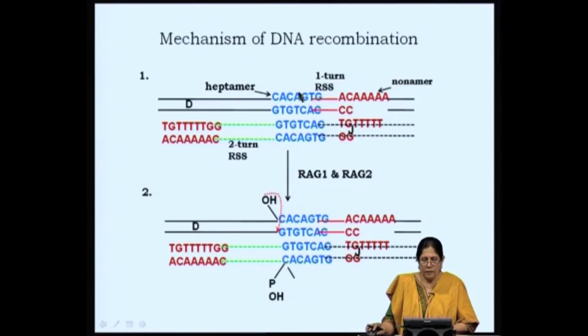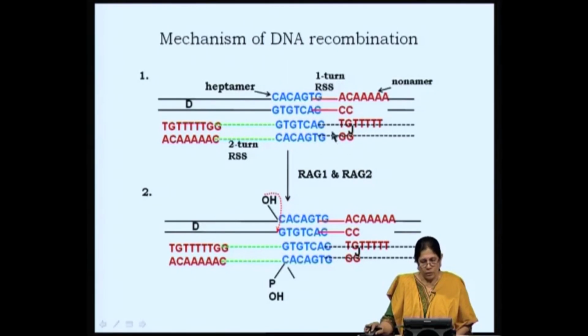The RAG1 and 2 recognize the RSS. The recognition signal sequences are depicted here in blue, the heptamer, and brown, the nonamer. What's shown here is the DNA which has the D segment, which is going to join with the J segment. The D and the J come together, which is a random process. It could be any one of the Ds 1 to 13 and any one of the Js 1 to 7. They come together because RAG1 and 2 recognize these sequences and bring them together.